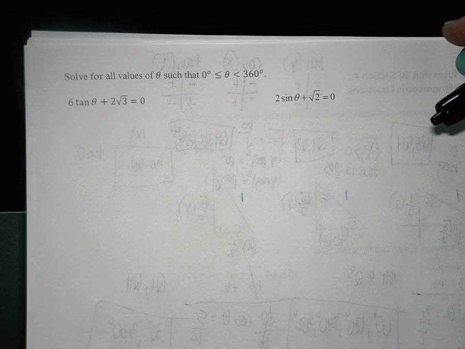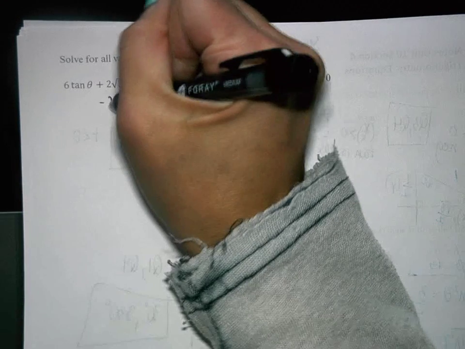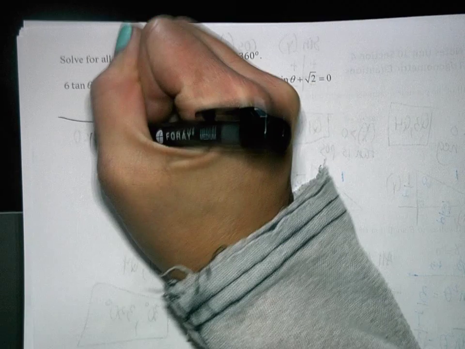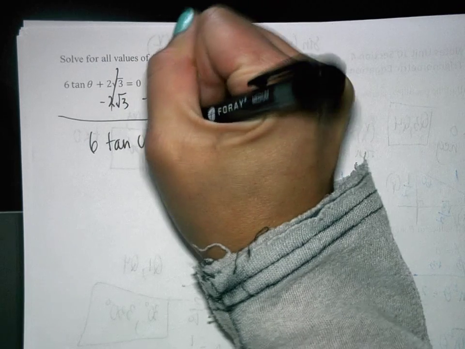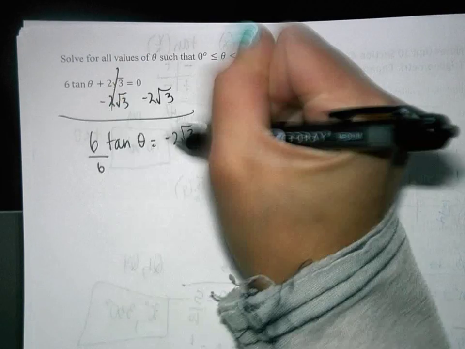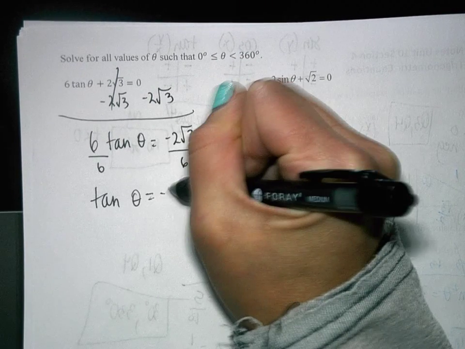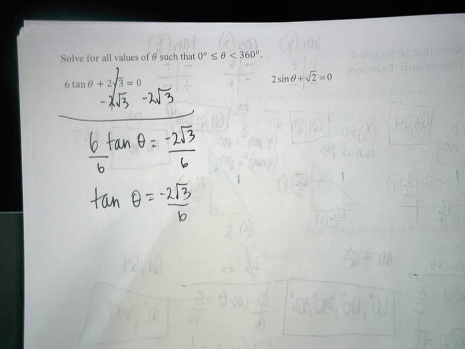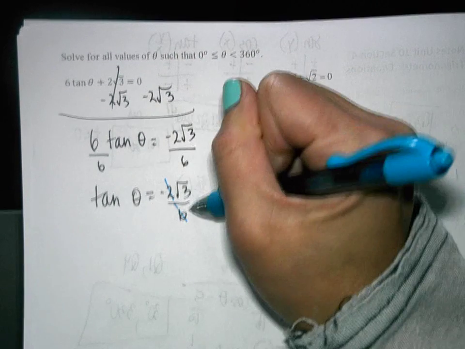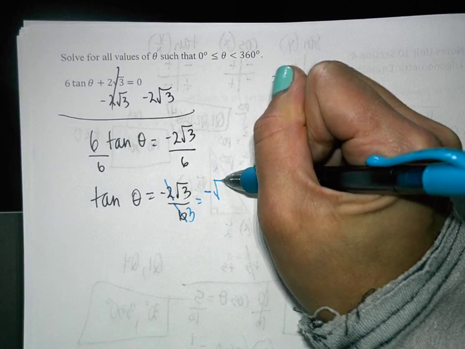Again, we need to get our trig function by itself. I'm going to subtract 2 root 3 from both sides. These eliminate. 6 tangent theta equals negative 2 root 3. We divide by 6 on both sides. I get tangent of theta equals negative 2 root 3 over 6. You would want to reduce. 2 and 6 can reduce and make that a 3. So we're actually looking for negative root 3 over 3.